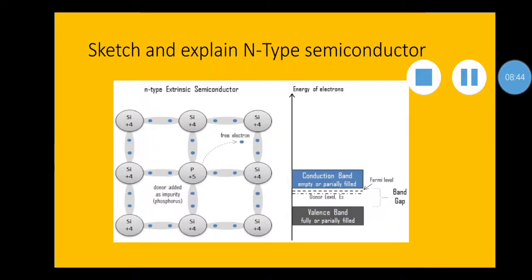Here, sketch and explain N-type semiconductors. Here in this diagram, silicon and free electrons. In the middle, the extra free electrons are created. That is N-type semiconductor. Okay. In this, the donor level, the conduction band empty or partially filled. That is band gap. Here the free electrons are arranged in this N-type semiconductor.